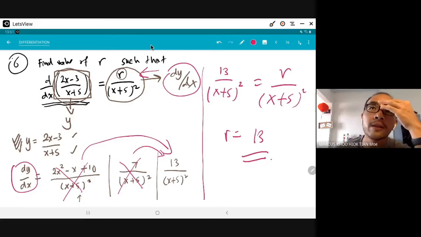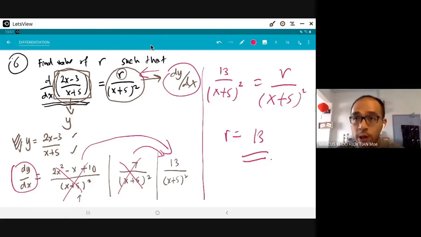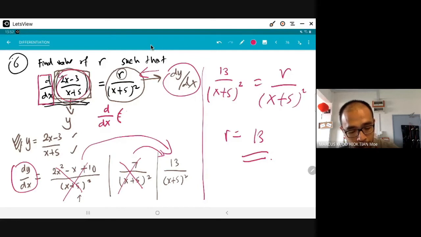So the point is this, no matter how the question is, kamu memang tidak boleh mengelak daripada differentiation. You have to differentiate at least something. Cuma yang saya pilih soalan ini sebab saya mau dedahkan kamu kepada this concept, d dx. Kalau ada equation di sini, sebenarnya this equation is y. Generally it's y.